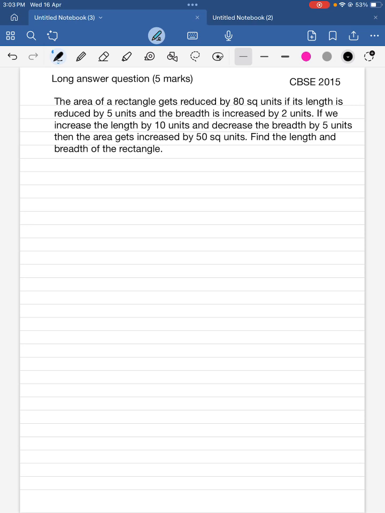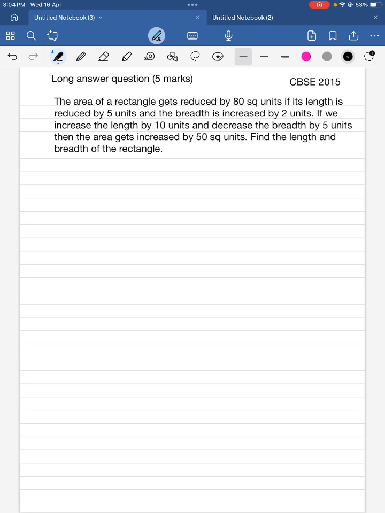The area of a rectangle gets reduced by 80 square units if its length is reduced by 5 units and the breadth is increased by 2 units. If we increase the length by 10 units and decrease the breadth by 5 units, then the area gets increased by 50 square units. You have to find the length and breadth of the rectangle.